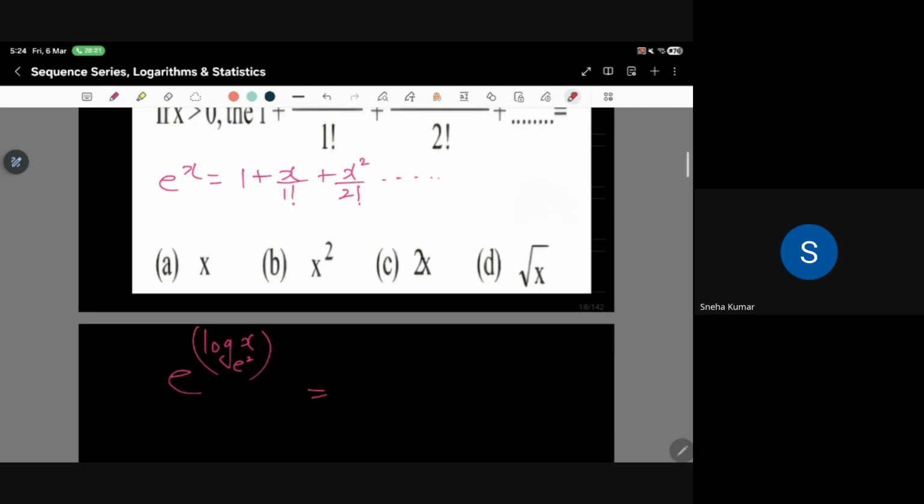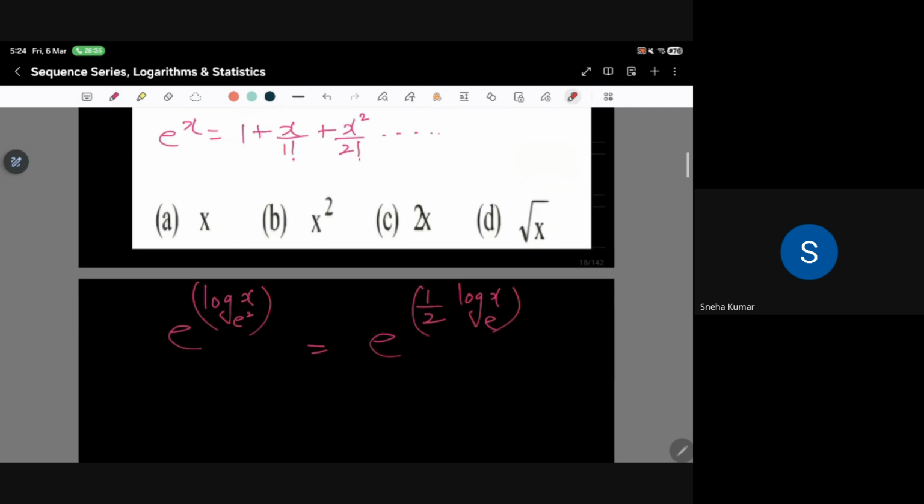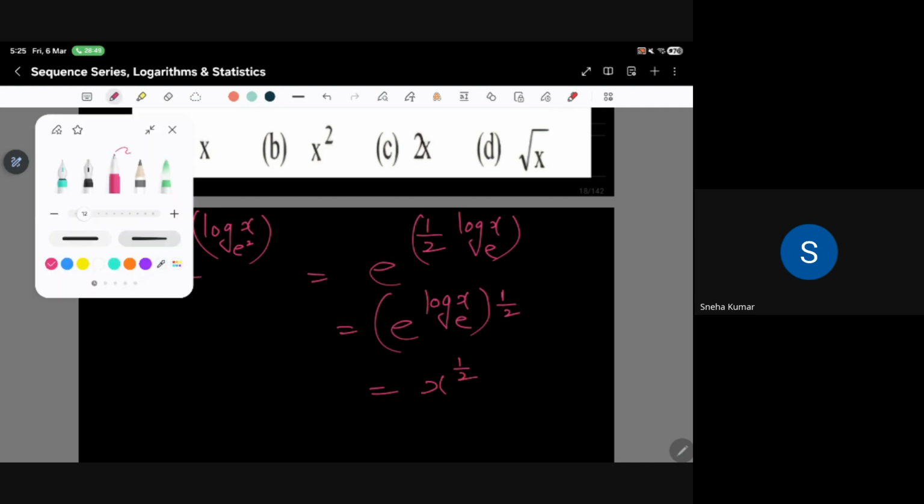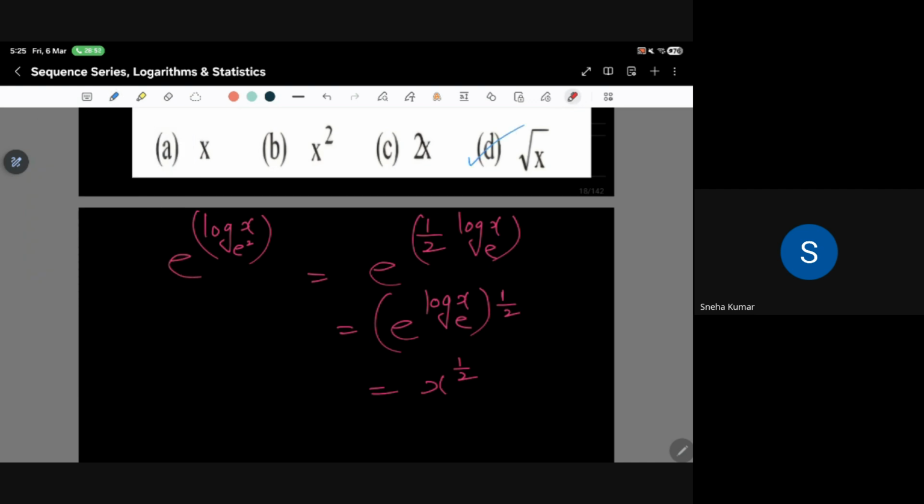So in order to simplify, we want this base and this base to be the same. So let's transfer this 2. This 2 will become 1 upon 2 when it comes in front of the log. Now we can write like this. So this becomes root x. Yes, any doubt here in this?